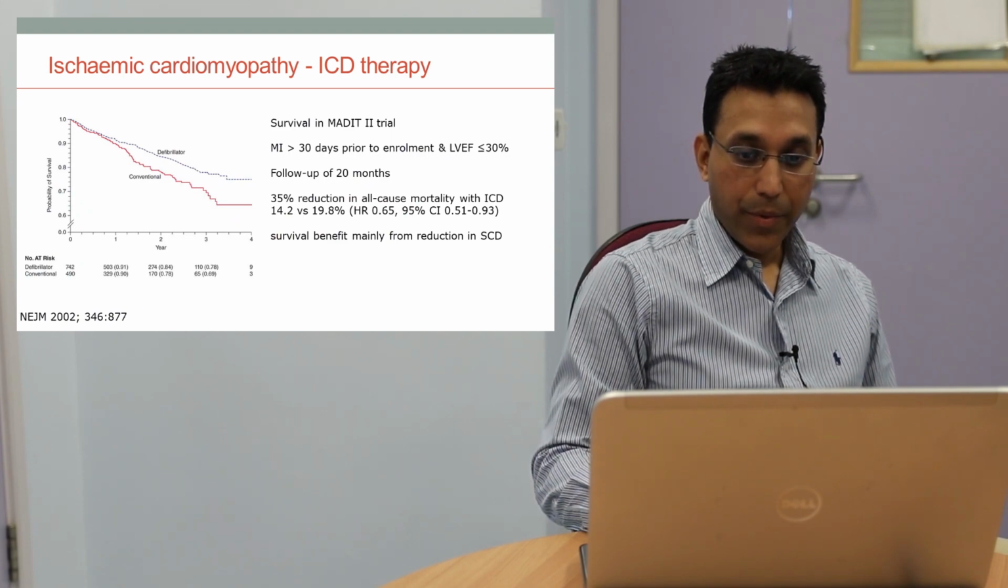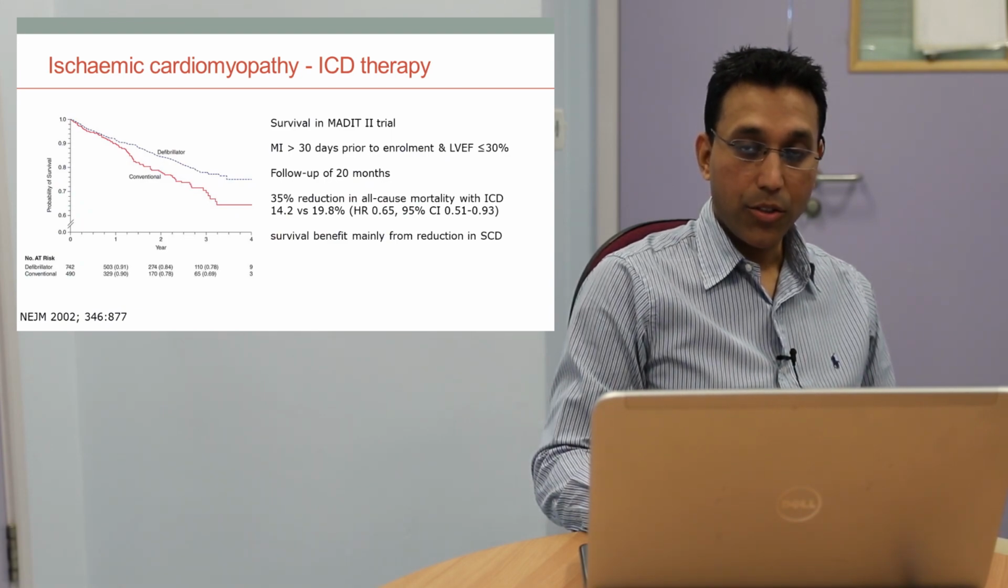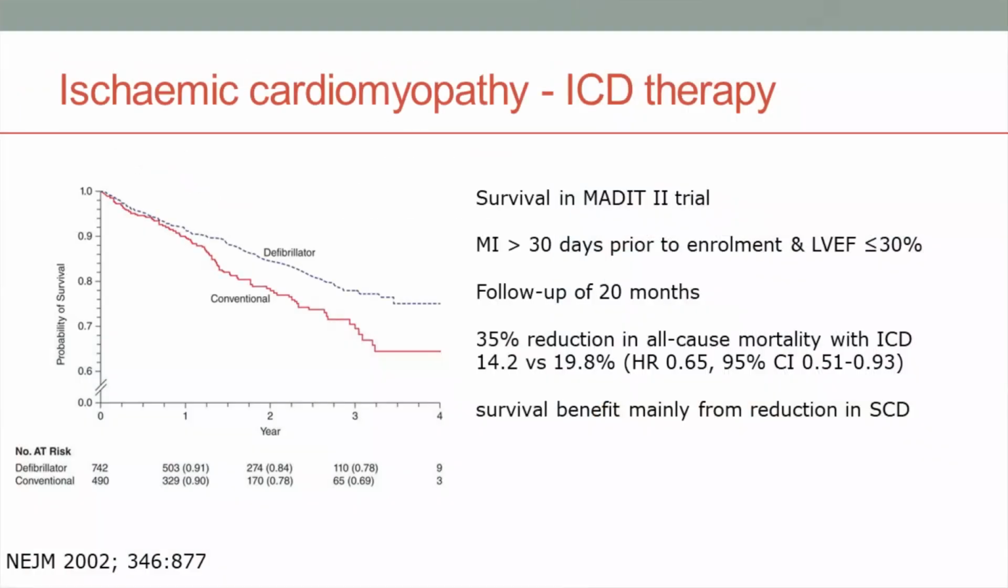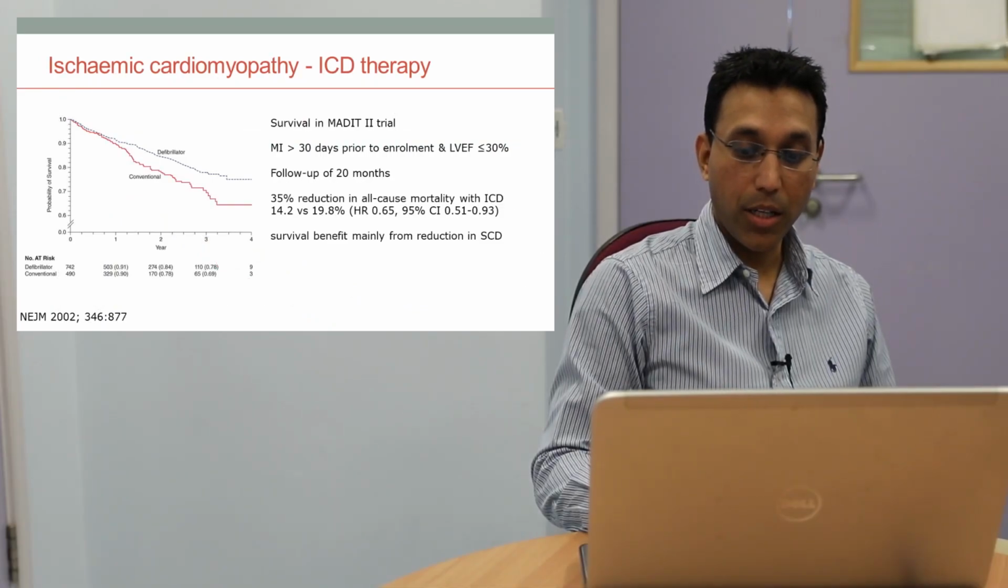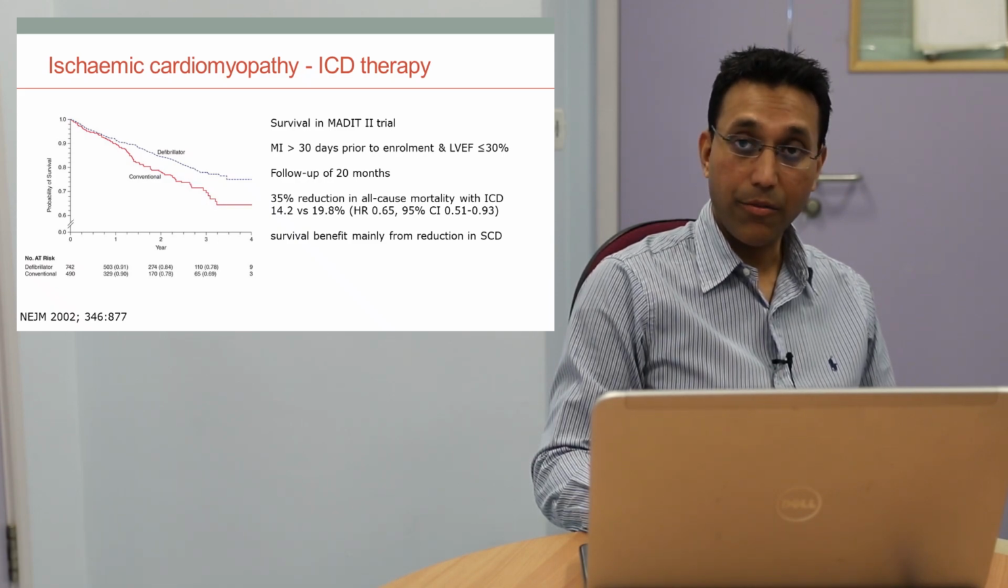Now, this is survival in the MADIT-II trial. This had just over 1,200 patients who had myocardial infarction more than 30 days prior to enrolment, and more than 3 months if bypass surgery was performed, and ejection fraction less than 30%. Patients were randomly assigned to either prophylactic defibrillator or conventional medical therapy. The study was prematurely terminated after an average follow-up of 20 months because the ICD group had a significantly reduced all-cause mortality. It was 14% versus 20%. The survival benefit was largely due to a reduction in sudden death.